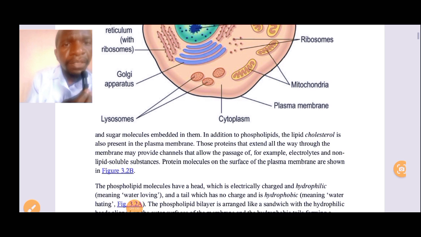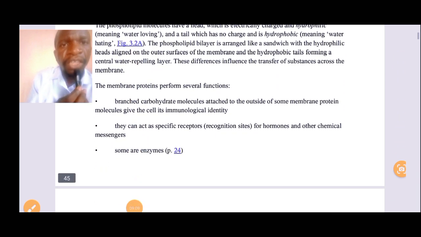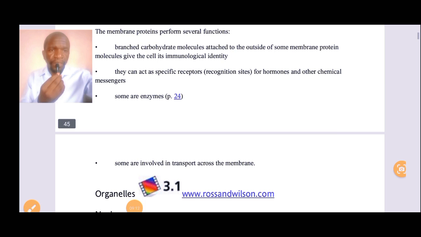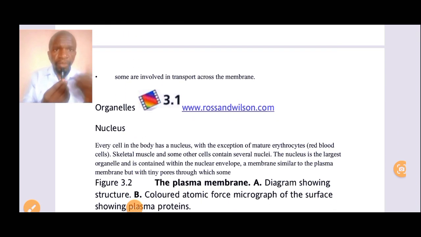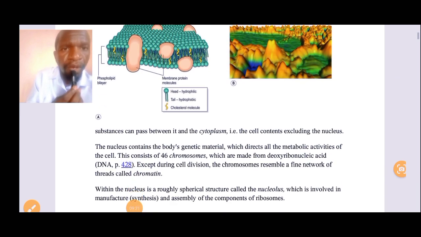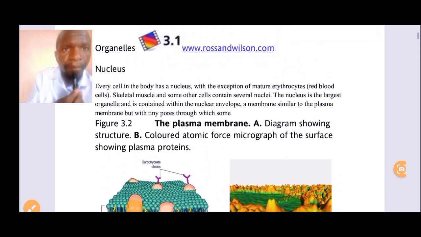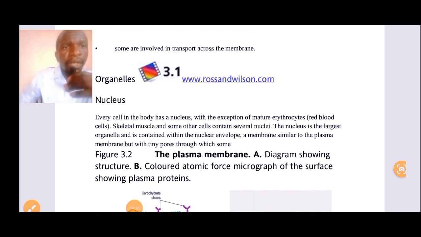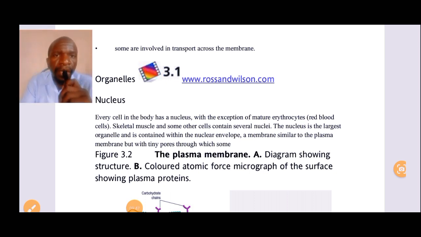So now let us proceed and look at the different functions performed by different organelles in the human body. To start with, we shall look at the functions of the nucleus. Every cell in the human body has a nucleus, with the exception of mature erythrocytes, that is, the red blood cells. The nucleus contains the genetic material, the DNA.